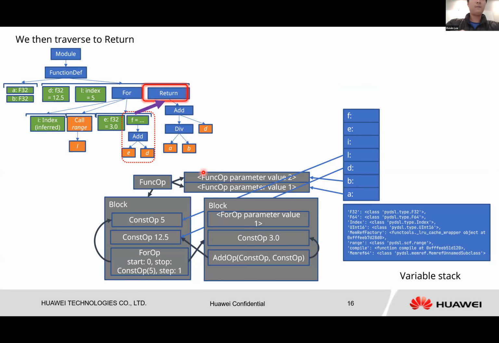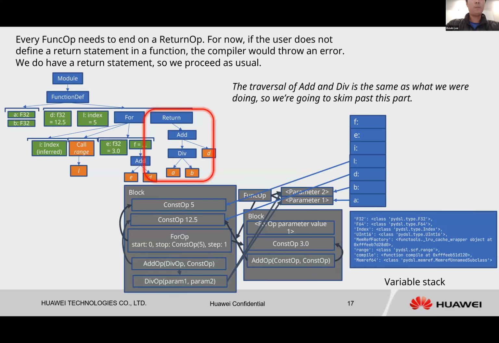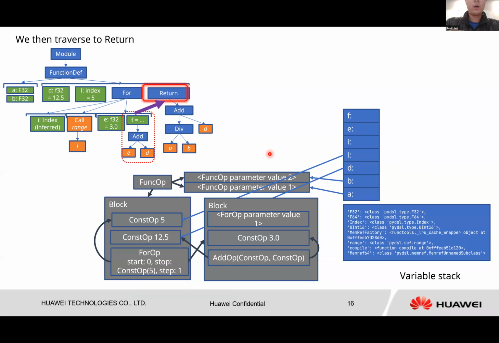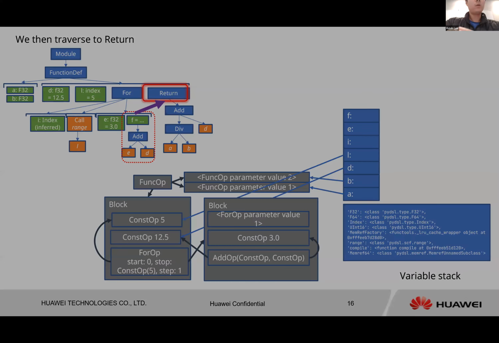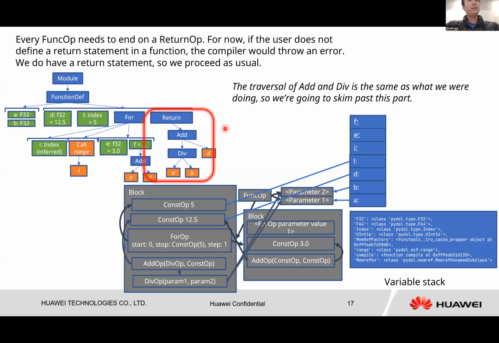And the final step in this process is the return operator, and this maps to a return op, which, as we know, every single function op ends on, and therefore that needs to be added at the very end. The traversal of add and div, as I said earlier, we already saw how binary operators are being traversed, so I'm going to skim past that part as well.